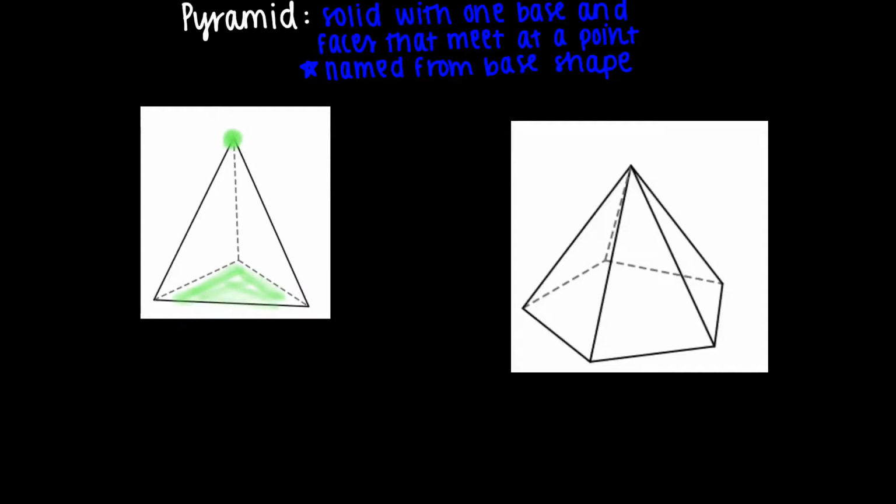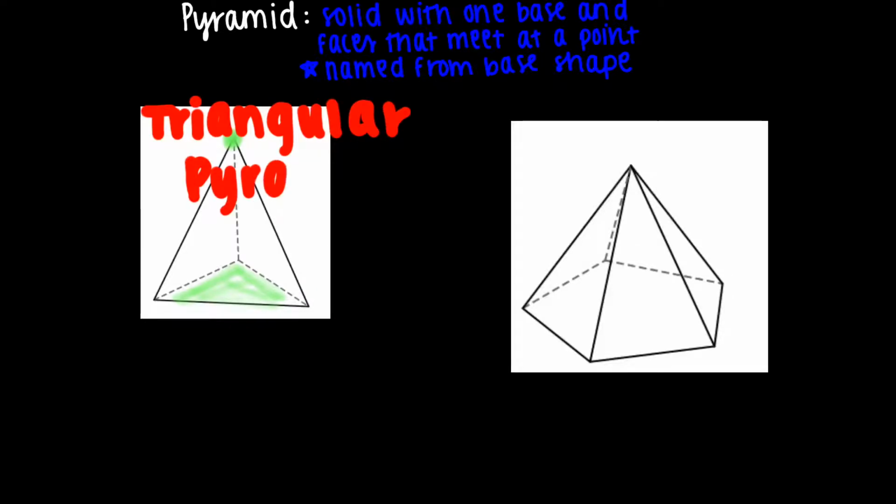Now to name this, you're still going to take the shape of the base. So it's a triangle. So it'll be a triangular. And it's a pyramid. So triangular pyramid. Make sure you are putting pyramid and prism with your classifying. Otherwise, I won't know which one it is.